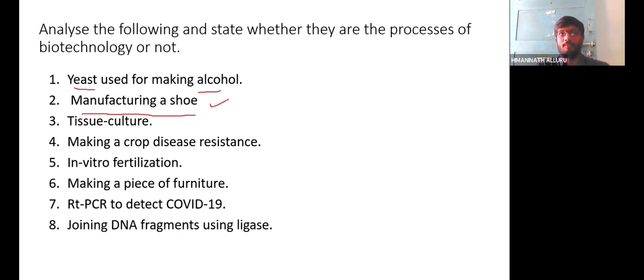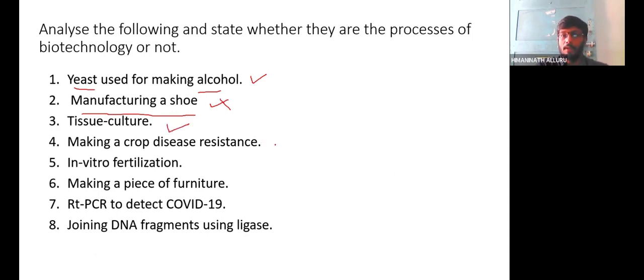But they will think, sir, in biotechnology, animal parts also we can use. So will it come under biotechnology? Definitely no. We don't use any live organism, or their parts. So we cannot call this biotechnology. So the second one is definitely not biotechnology. Then tissue culture, where a live organism is involved. We are growing the organism in a controlled environment. So this is biotechnology.